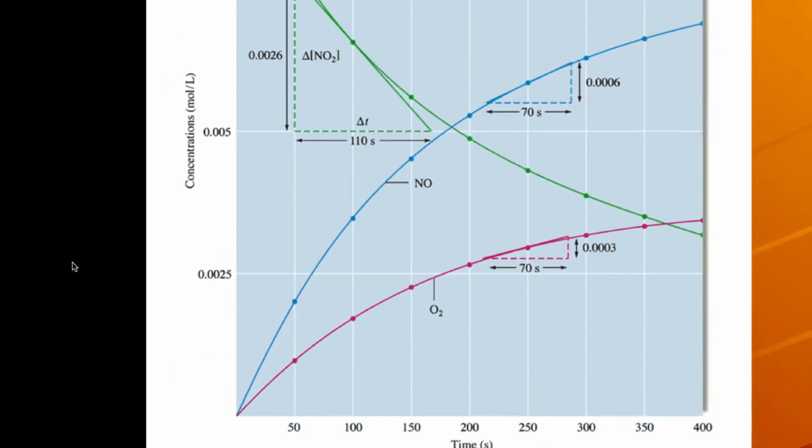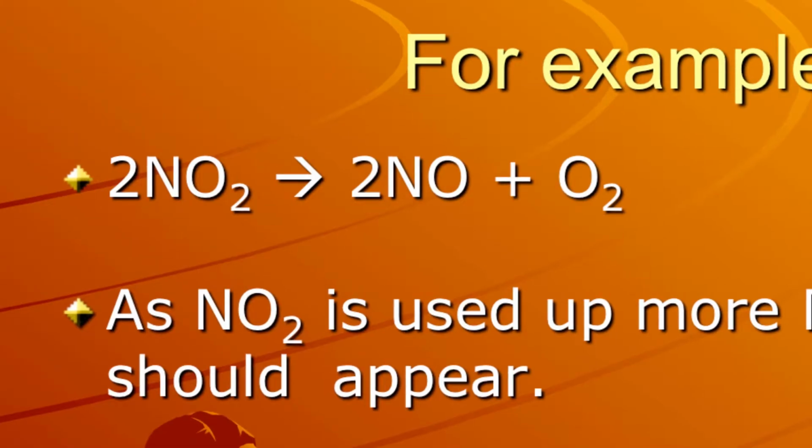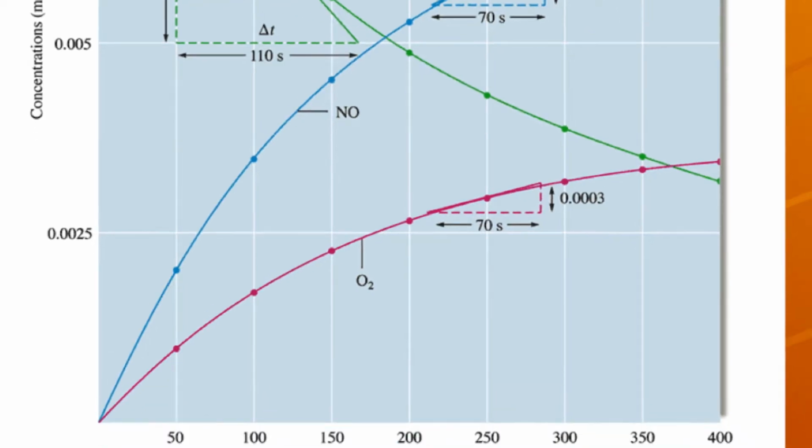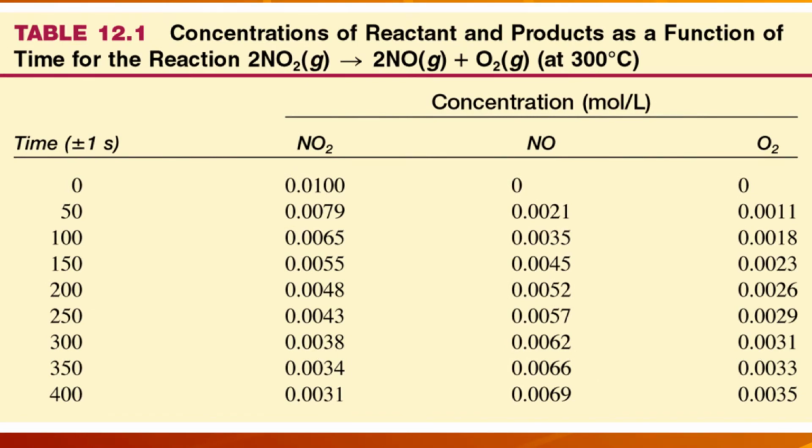Notice, however, that the NO is going up twice as fast as the O2. And why is that? Because look at the balanced equation. For every 2 NOs, you're only making 1 O2. So the NO should go up faster than the O2. Now, where did this graph come from? The graph came from this table right here. All you're seeing is concentrations at a given point for each reactant and product and time. And then they constructed a graph.